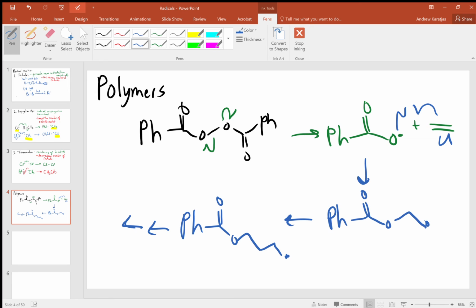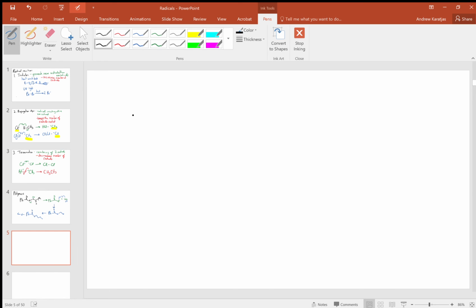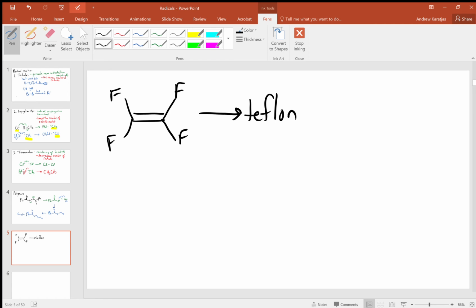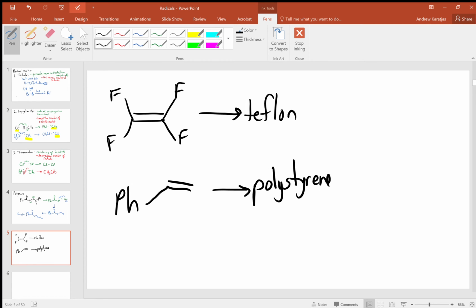But with a number of other common alkenes, we can make a number of other very, very well-known polymers. For example, if we take ethylene and put 4 fluorines on there instead of the 4 hydrogens, and we polymerize that, that's how we make Teflon. Or an aromatic ring on our alkene is how we make polystyrene or styrofoam.